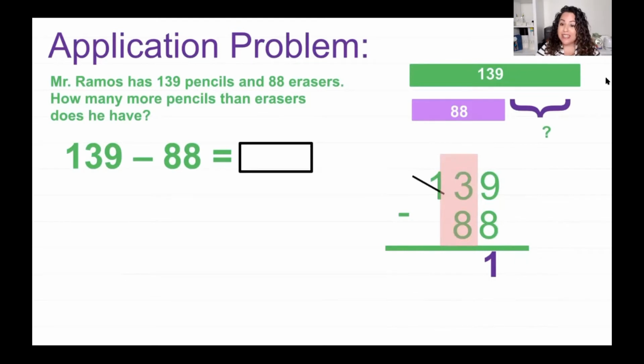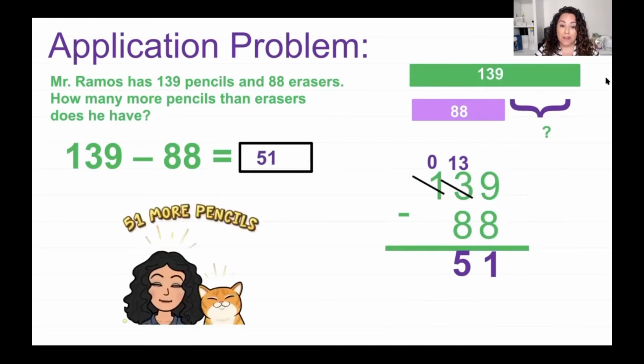So we're going to get 10 more, and we're going to turn that 100 into 10 tens. So instead of 3 tens, I have 13 tens. So 13 tens take away 8 is equal to 5. So 5 tens and 1 one is equal to 51. So that means that Mr. Ramos has 51 more pencils than erasers.